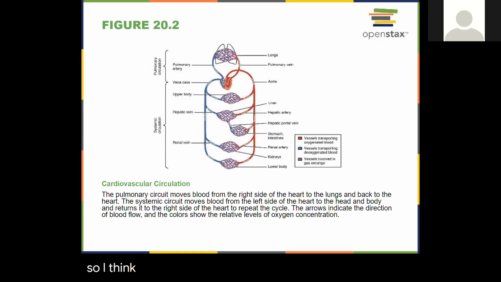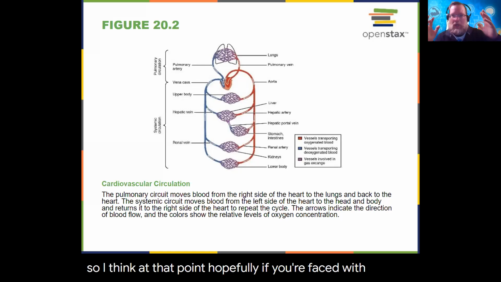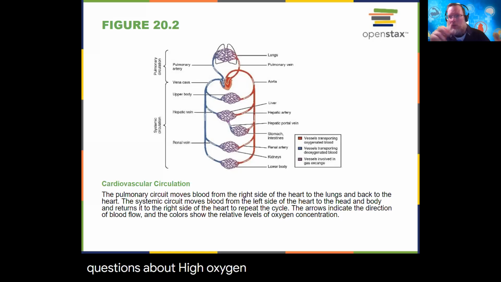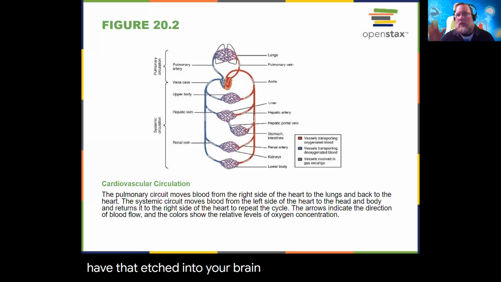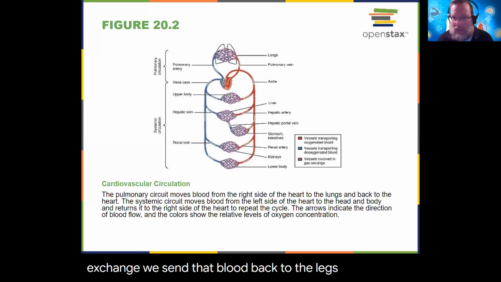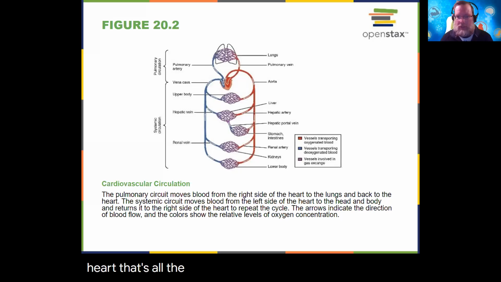Okay, so I think at that point, hopefully, if you're faced with questions about high oxygen blood goes what direction, low oxygen blood goes which direction, what side of the heart has which, hopefully by after Thursday, you'll have that etched into your brains. Right side, low oxygen blood, sending it to the lungs. Why send it to the lungs? Because it's low in oxygen. So then we get the oxygen exchange. We send that blood back to the left side of the heart. That's all the pulmonary circuit.